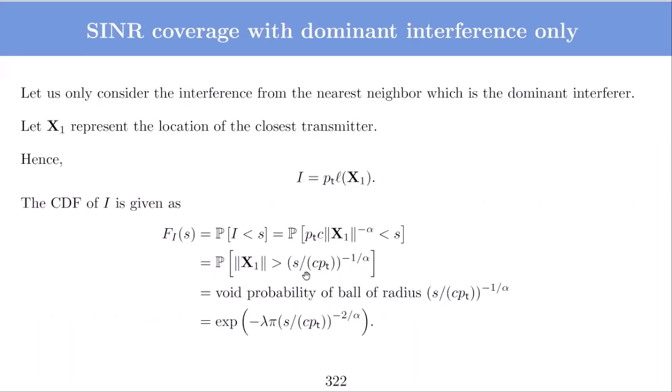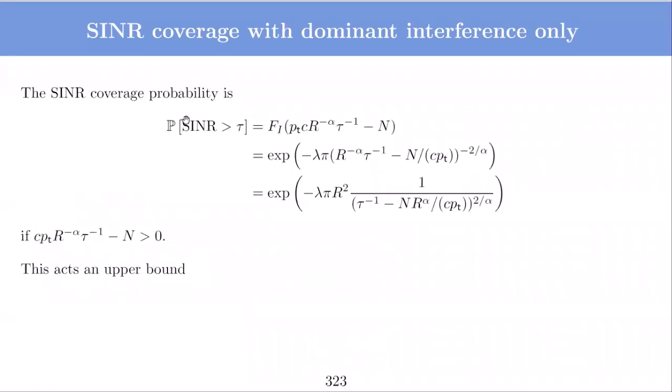So if I put the r value here, I will get e to power minus lambda pi times (cp divided by (p s by cpt)) to power minus 1 upon alpha square. So this is the CDF of interference. Once I put this into the coverage probability expression, which is the CDF of I evaluated at this point, I get this expression. Of course, this is the case when this is more than 0. If this is less than 0, then the CDF of I is just 0.